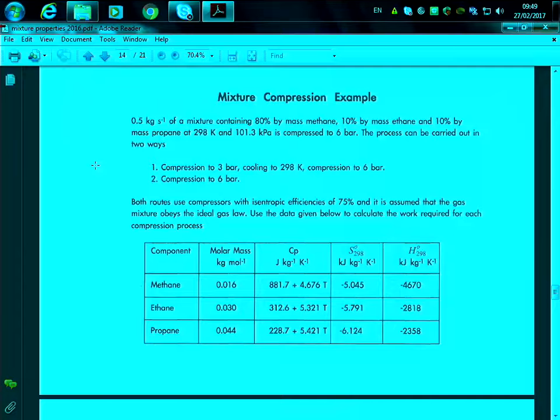So let's say we have this mixture containing 80% methane, 10% ethane, 10% propane at this temperature and pressure, and this is compressed to 6 bar. Okay, so the process can be carried out in two ways. Here we're looking at a two-compression mechanism, basically. So compression to 3 bar, cooling at 298, and compression to 6 bar, or compression directly to 6 bar.